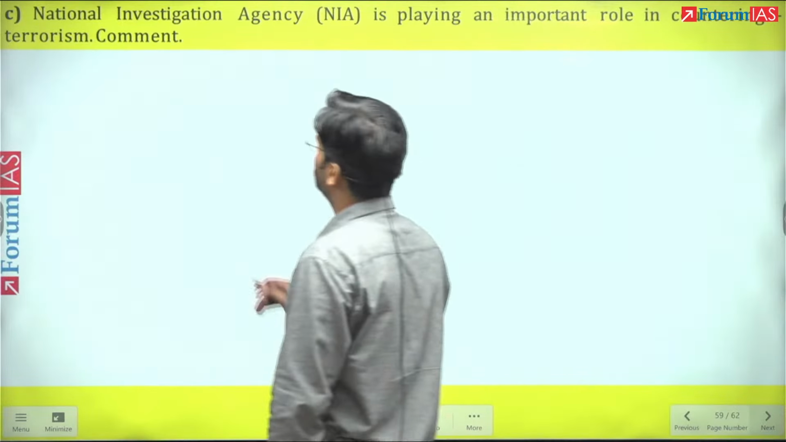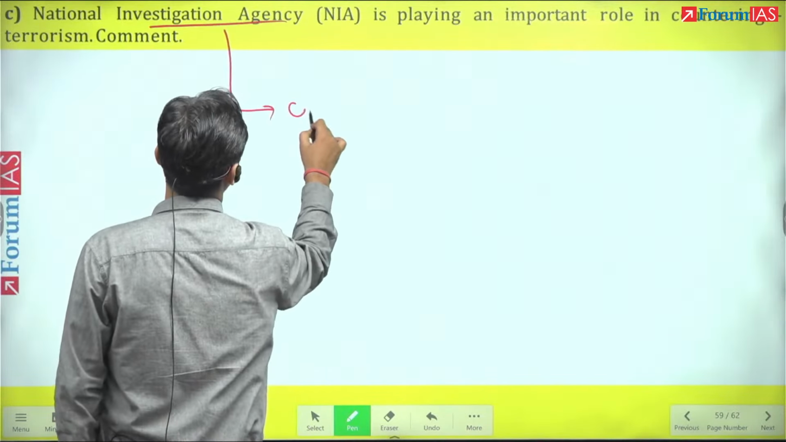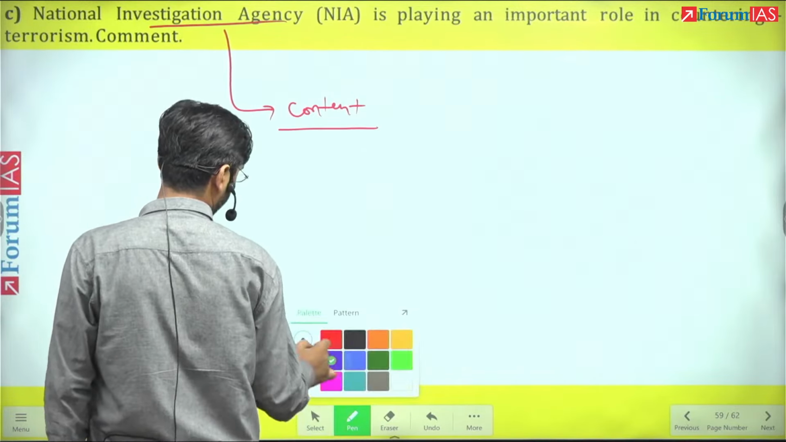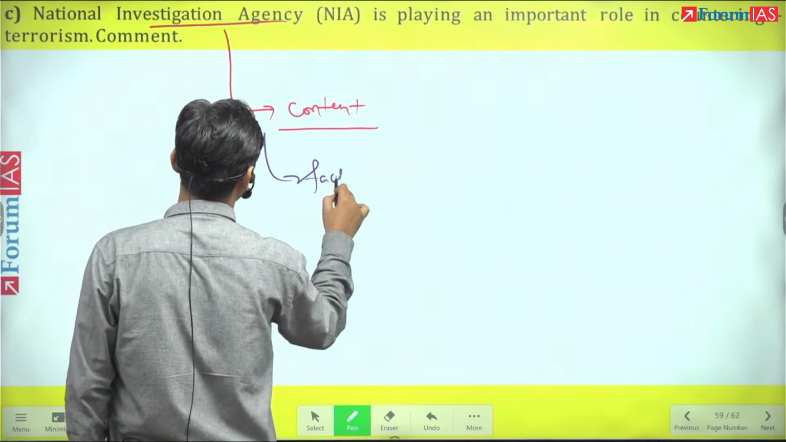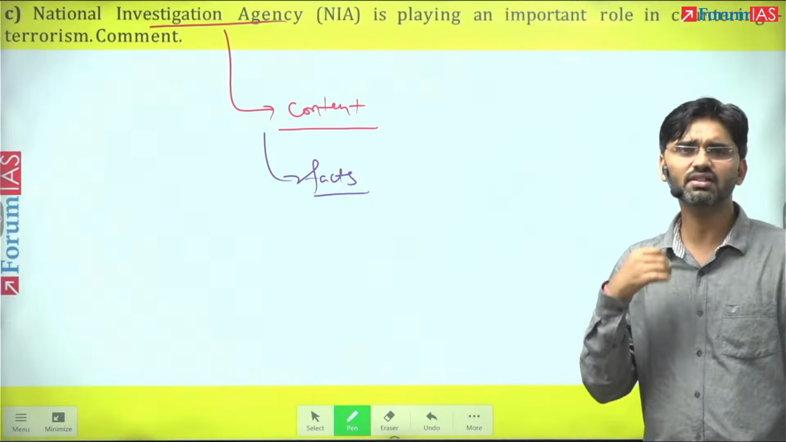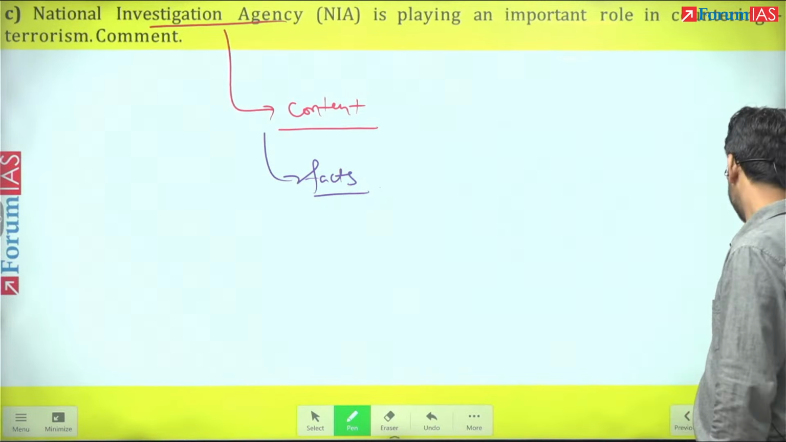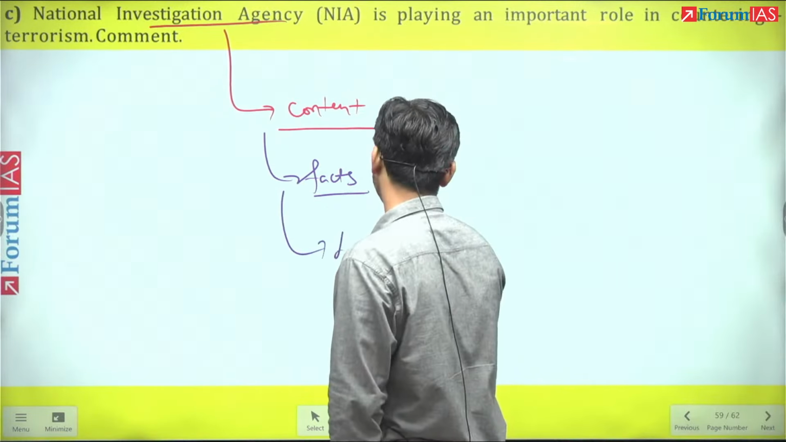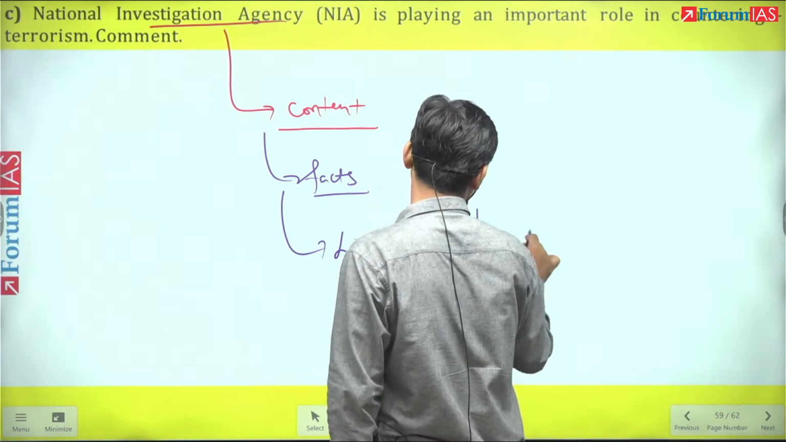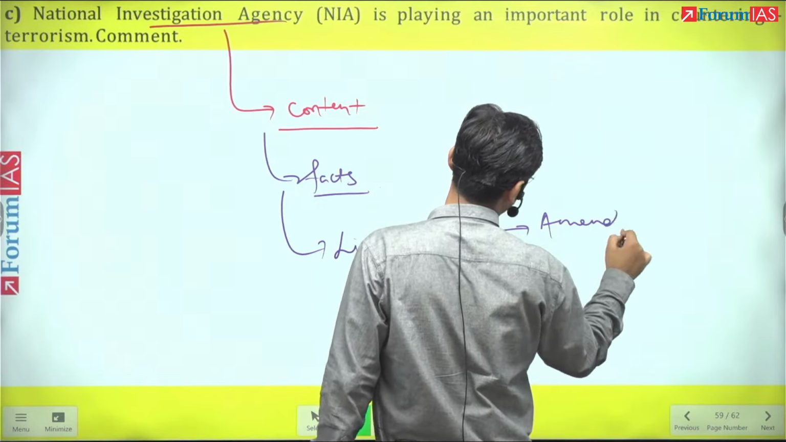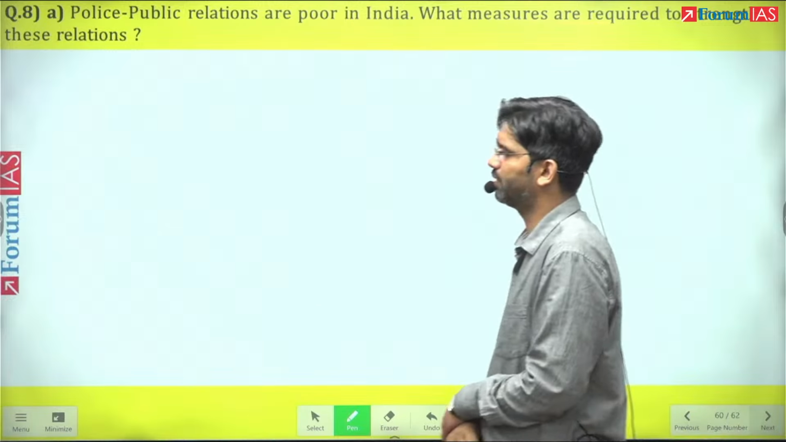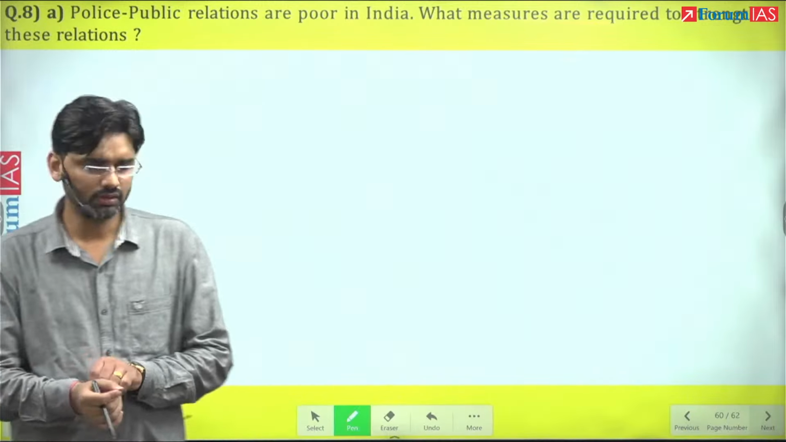NIA is playing again a content question. Here you need to write some facts: the role of NIA, the success in many cases, and some limitations which it faces. Recently amendments were made and Parliament increased its power. We briefly write this. Very good question.